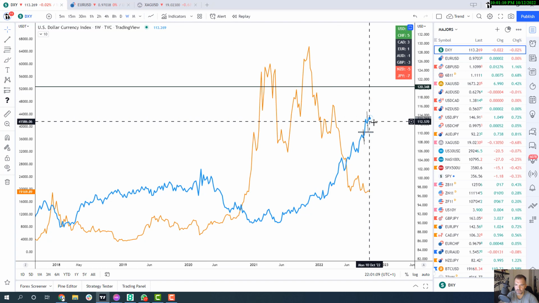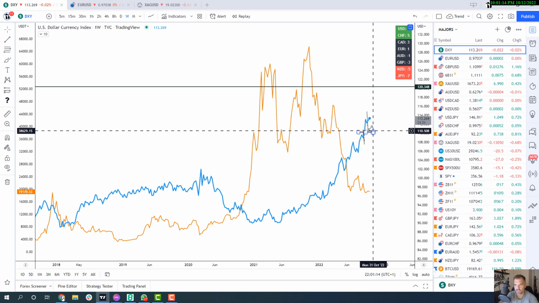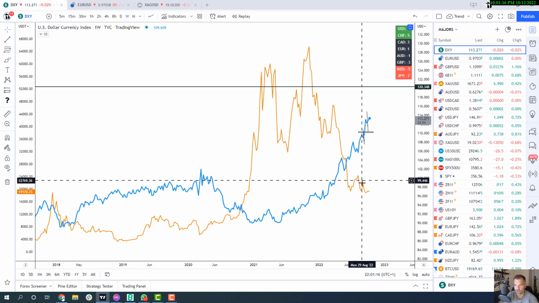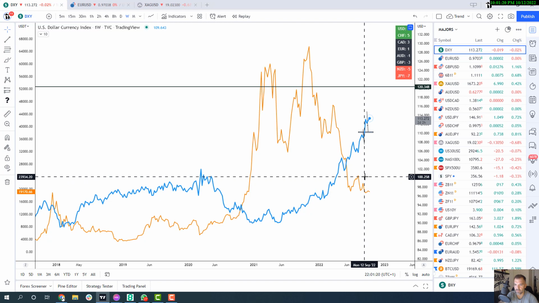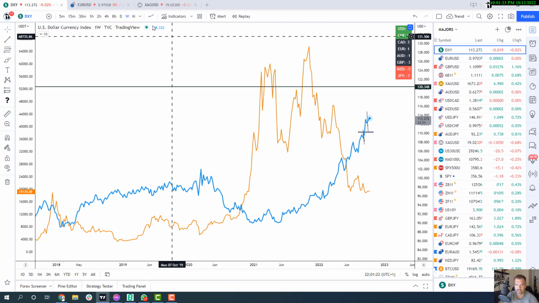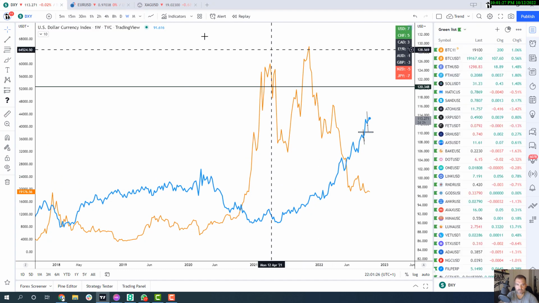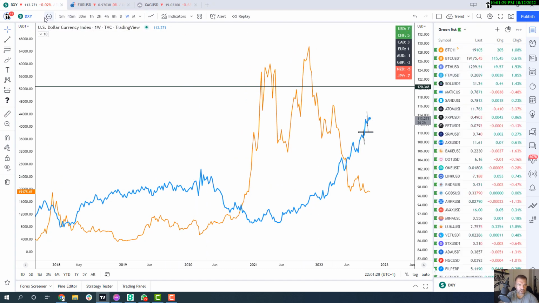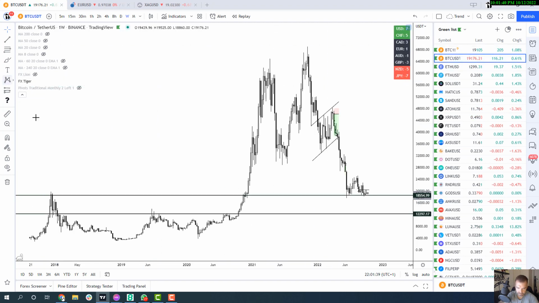So the reason I've shown you the correlation is so that you can use it as a bit of a tool. If you do see the dollar index start to roll over, you might find that you can use Bitcoin as an area and start looking at where you want to see structure break. And that's what we're going to look at now with Bitcoin. So let me go over to my other list, remove that, and we're going to go back to the candle chart. Okay, there we go.